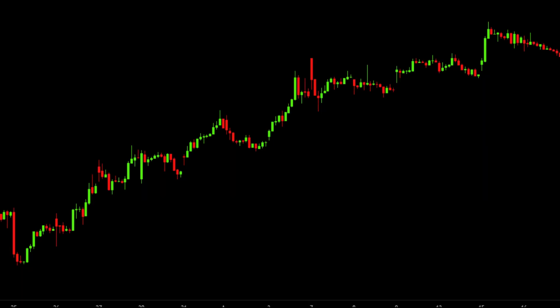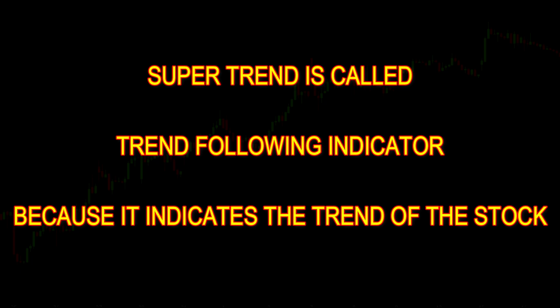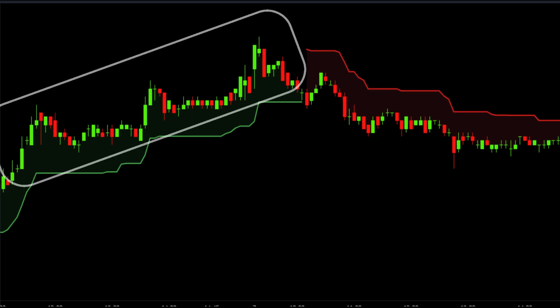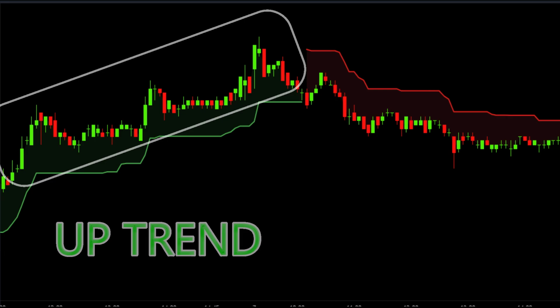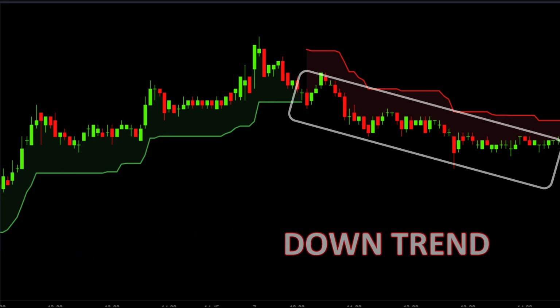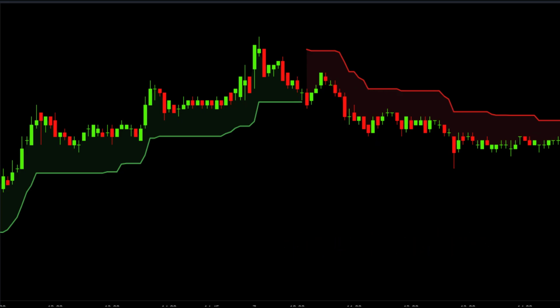Now come to our topic. Supertrend is called a trend following indicator because it indicates the trend of the stock. We can get more precise results by using Supertrend. Generally, if the price is above the Supertrend, then the stock is in uptrend. In the same way, if the price is below the Supertrend, then the stock is in downtrend.